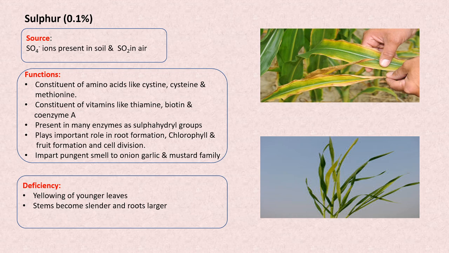The deficiency symptoms: sulfur deficiency seldom occurs in natural conditions as sulfur is present abundantly in the soil. The deficiency is mainly characterized by yellowing of younger leaves, stems become slender, and roots become larger. Yellowing of younger leaves is the symptom of sulfur deficiency.